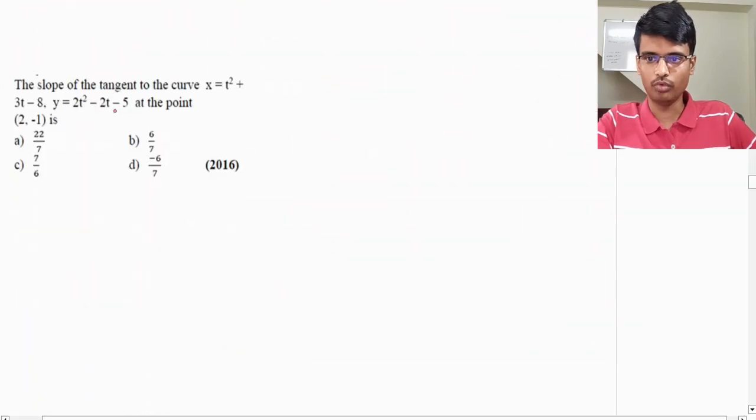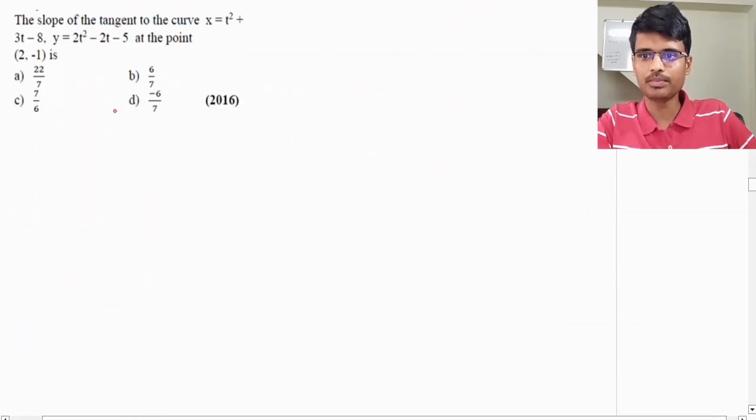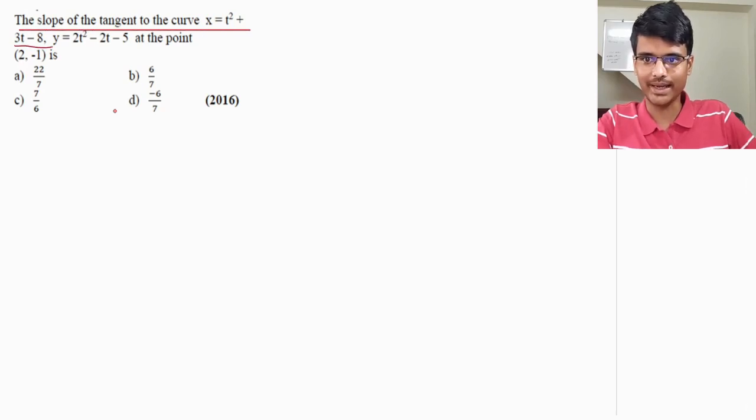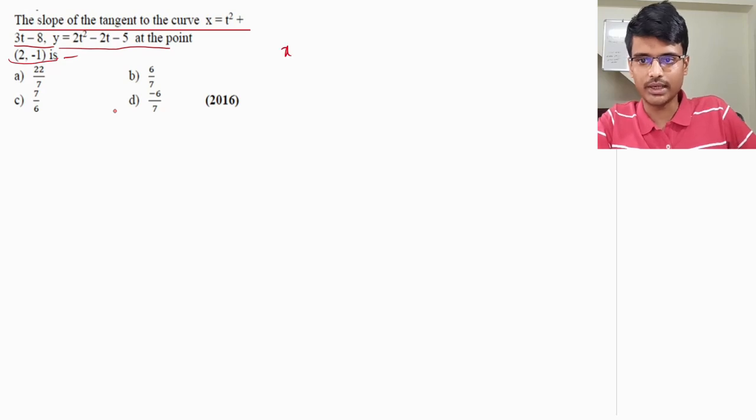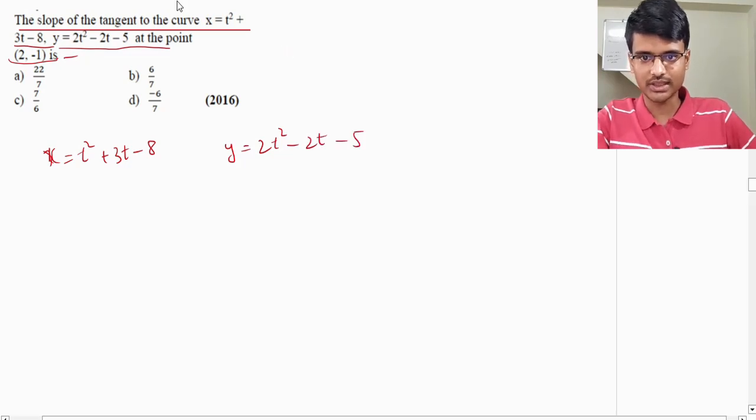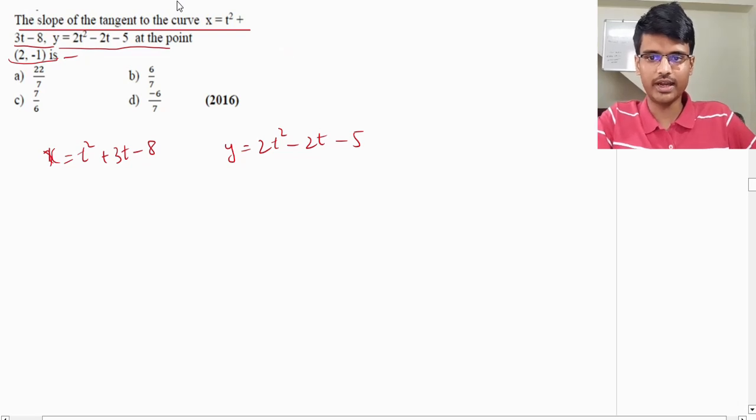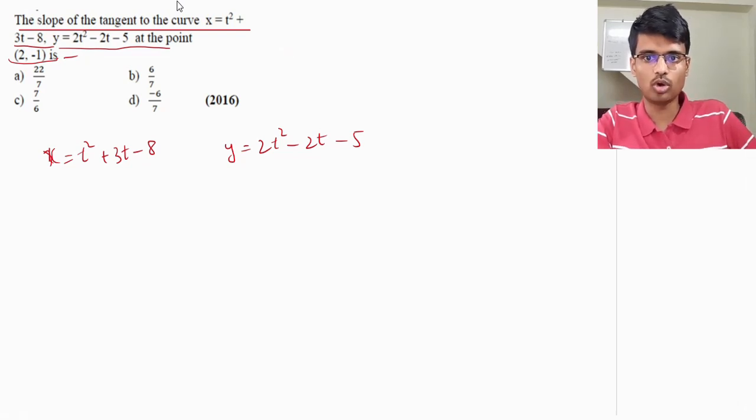Okay. Moving on. So this is an interesting question. The slope of the tangent to the curve x equal to t square plus 3t minus 8, y equal to 2t square minus 2t minus 5 at point 2 comma minus 1 is... So they have given us x in terms of t and y in terms of t, and they are asking us at 2 comma minus 1.